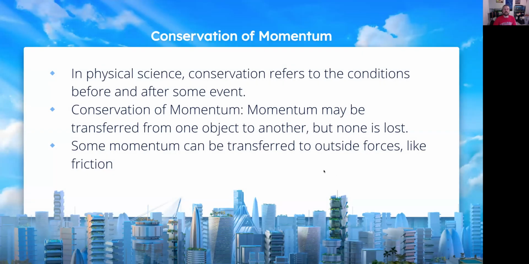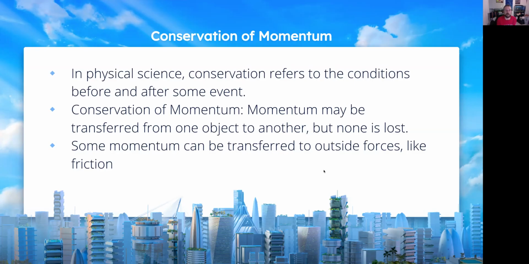So when we talk about conservation in environmental science or in biology, we're talking about keeping things the same or not using things up too fast. In physical science, conservation has a slightly different definition. There are obviously some similarities, but we're talking specifically about keeping the conditions before and after some event the same. All right, and when we talk about conservation of momentum, we're talking about the fact that the momentum before has to be equal to the momentum after.